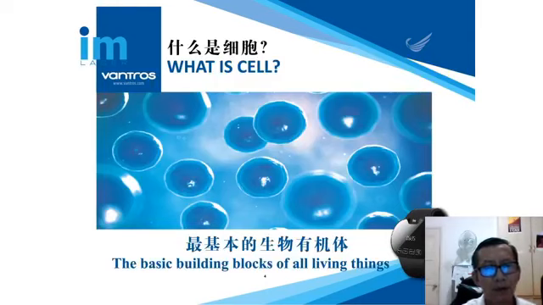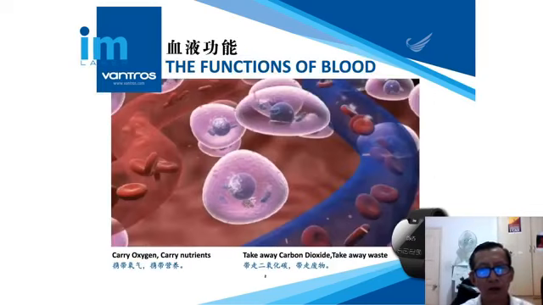Okay, so firstly we must try to understand ourselves, how our body reacts. So what is a cell? A cell is the basic building block of all living things. Take for instance the blood. The function of the blood is to carry oxygen and nutrients, and at the same time take away carbon dioxide and waste.